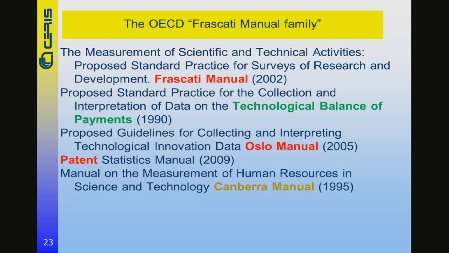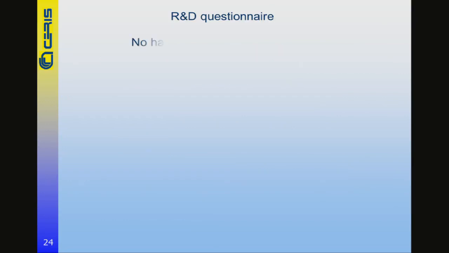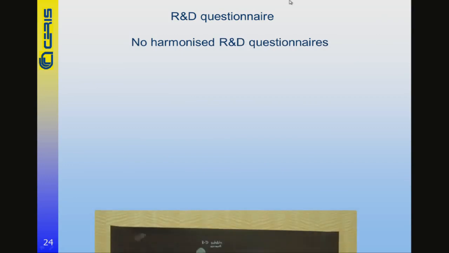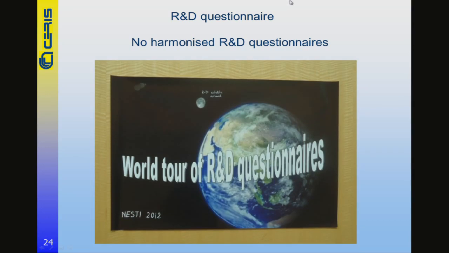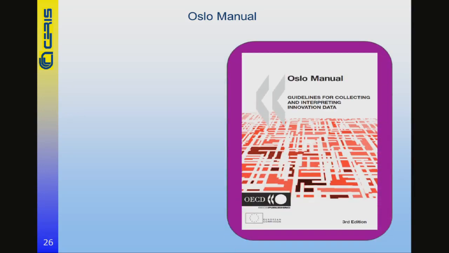What we don't have is a manual on bibliometrics. That is a strange thing. I have been involved in this for many years, but I never understood why. The OECD started working on a manual that could be like the patent statistics, but it never happened. So we don't have nowadays a manual for bibliometrics. The point is that we have no harmonized R&D questionnaires. So we have the manual, but each country has its own questionnaire. We did a tour of R&D questionnaires last year, and you can see here the first one is the Italian questionnaire, this is the Irish, this is the Belgian. I think each country has a different interpretation of the Frascati Manual. That could be something to debate. The other manual is the Oslo Manual.